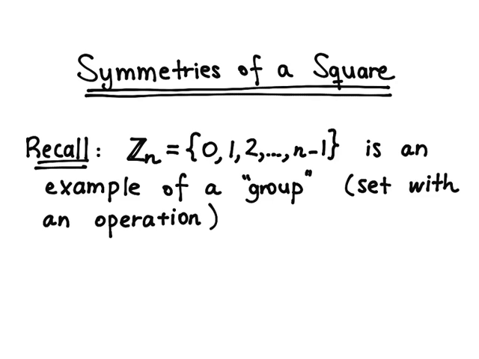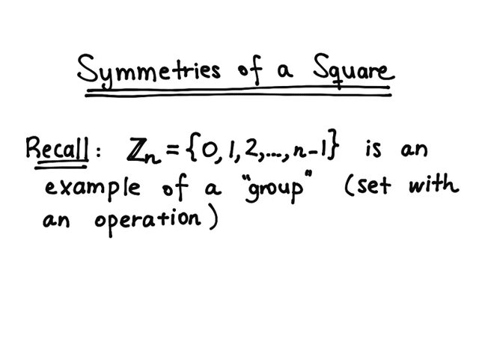So recall, I introduced for you this notation Zn, which stands for the set of numbers 0, 1, 2, and so on up to n-1. And I claimed for you that this is an example of a general concept which is going to play a really big role in this class, which is the concept of a group. We're going to meet the precise definition of that concept on Monday, but for right now, the rough idea is that a group is a set that has an operation on it. So in this case, the set Zn has the operation of addition modulo n.